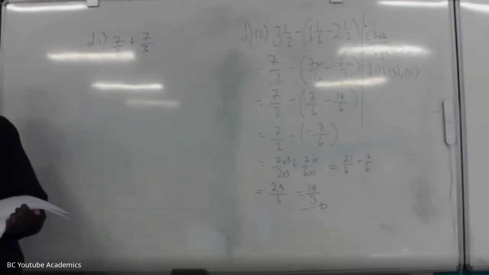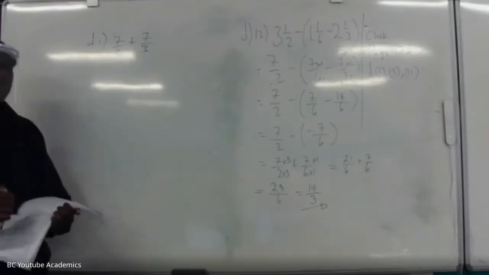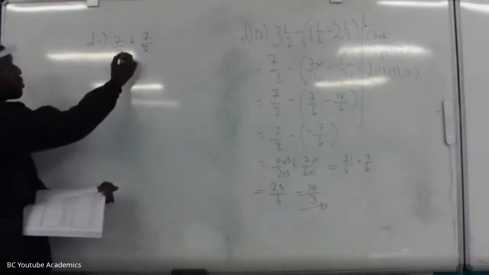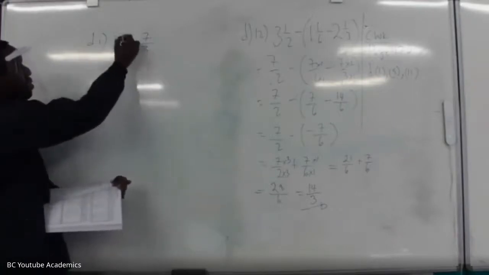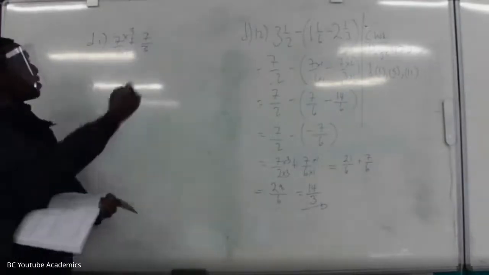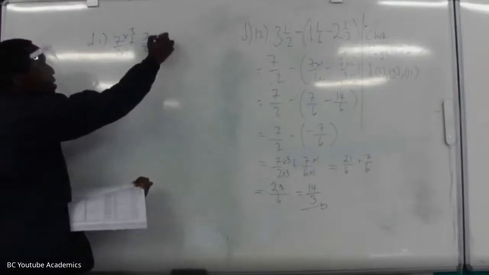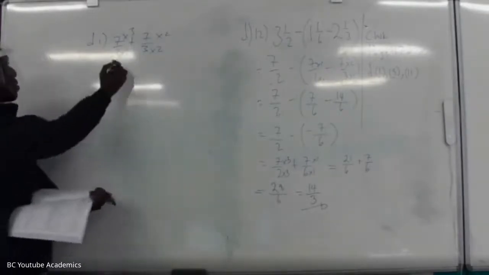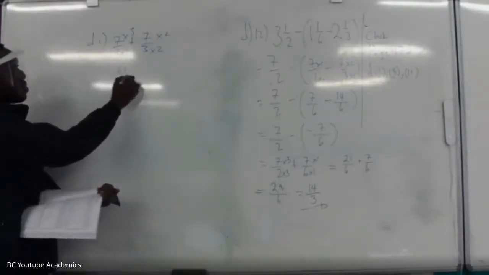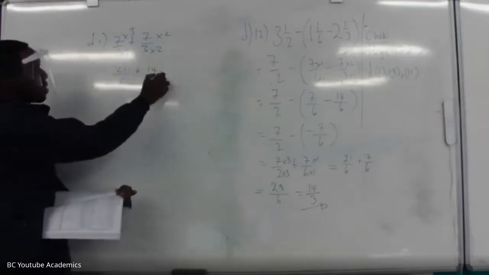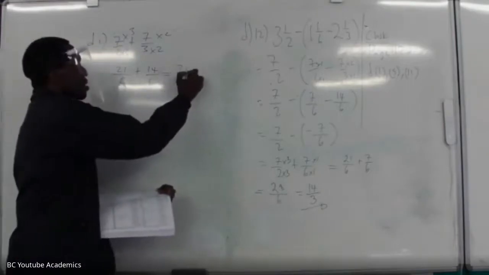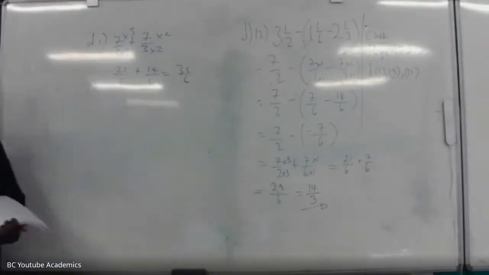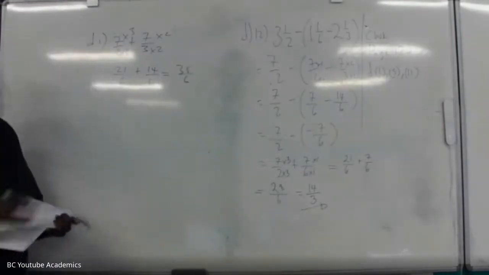Which then you find the lowest common denominator, which is 6. So therefore we multiply by 3, and multiply by 2, which would then give you 21 over 6 plus 14 over 6, which is equal to 35 over 6. Right. So well done. And then we move on to 5.